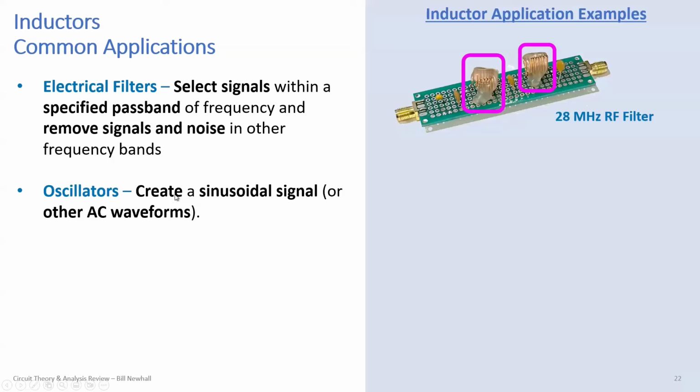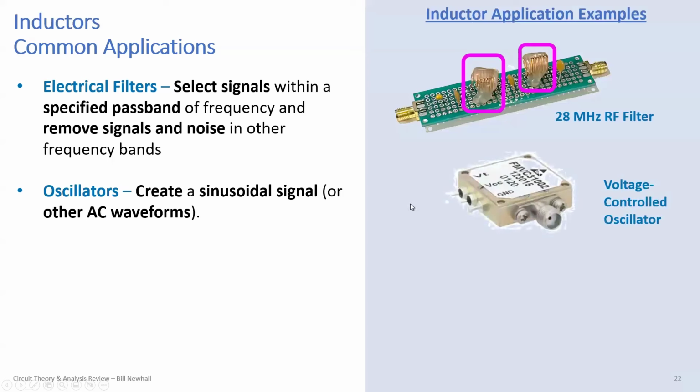You can also create oscillators. Oscillators usually create sinusoids. You can use inductors and capacitors to essentially create a filter so that you get a feedback loop. Just like when you hold a microphone in front of a speaker and you get feedback, you can tune that frequency of feedback so you can get a precise frequency using inductors and capacitors.